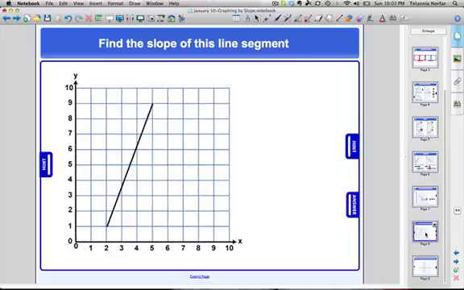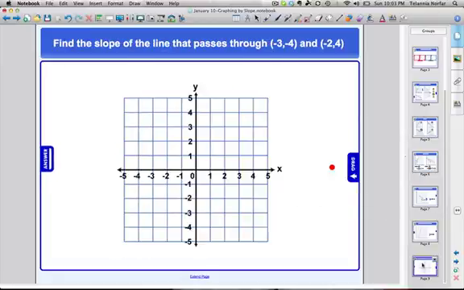Let's do another one. No hints this time. Okay, let's see the answer. Slope is 8/3. Good job if you got that one right. And now let's do our final one.